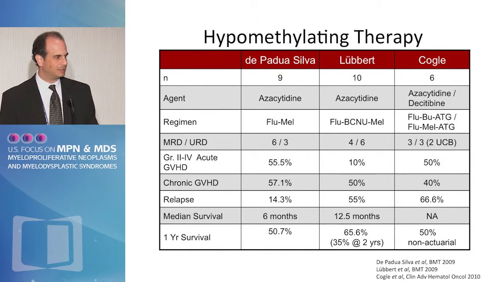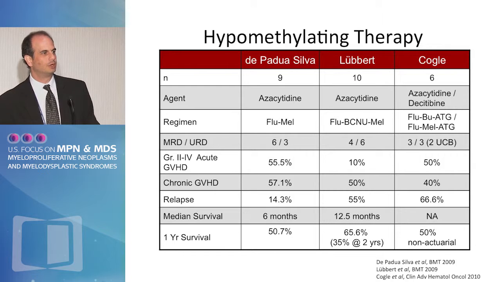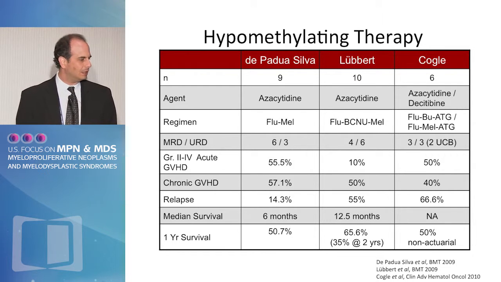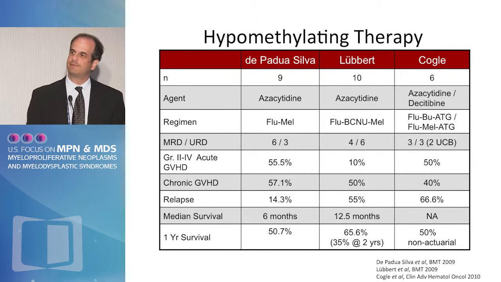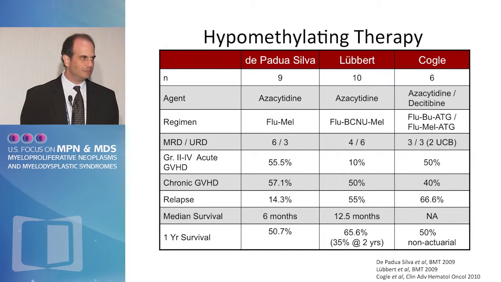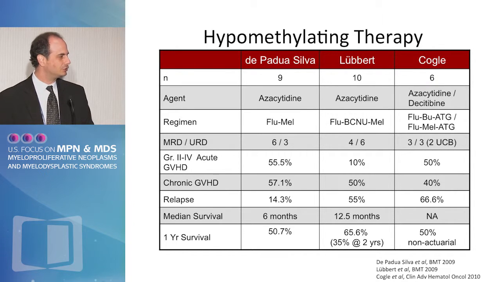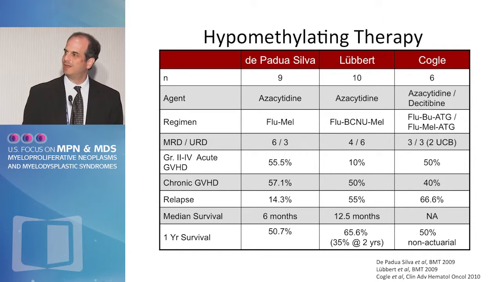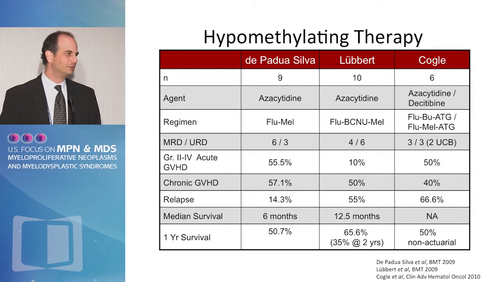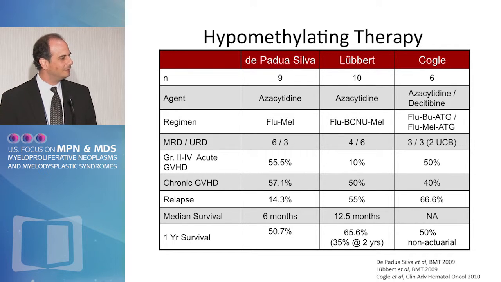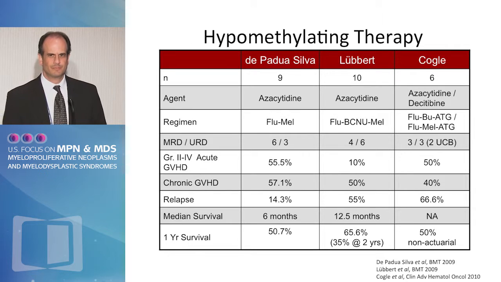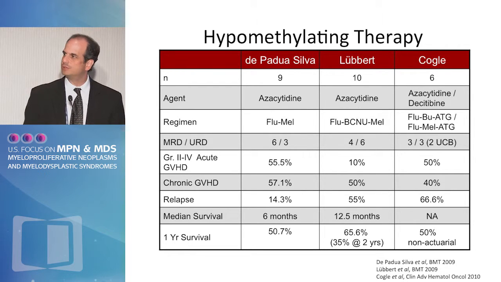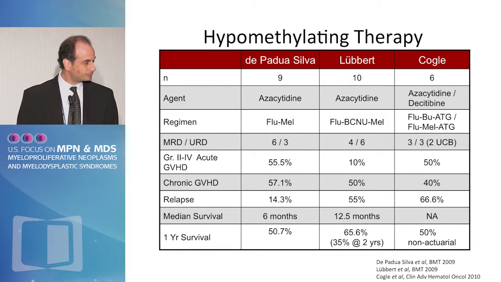So what about hypomethylating therapy? When these drugs came on the market, there was a great flurry in the transplant world to try to get the first papers out there on the use of these agents prior to transplantation. And what we ended up with were, in the course of a few months, three papers looking at 25 patients who got 24 different conditioning regimens and GVHD prophylaxis regimens. So initially, we were unable to make heads or tails of the data.